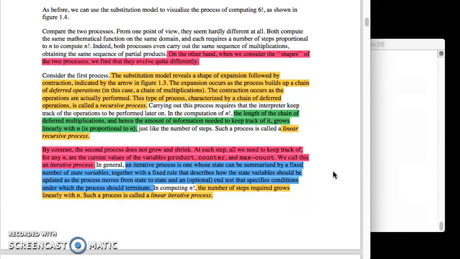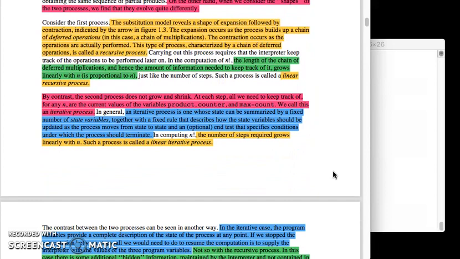partial products. On the other hand, when we consider the shapes of the two processes, we find that they evolve quite differently. Consider the first process. The substitution model reveals a shape of expansion followed by contraction, indicated by the arrow in figure 1.3. The expansion occurs as the process builds up a chain of deferred operations, in this case a chain of multiplications. The contraction occurs as operations are actually performed. This type of process, characterized by a chain of deferred operations, is called a recursive process. Carrying out this process requires that the interpreter keep track of the operations to be performed later on.